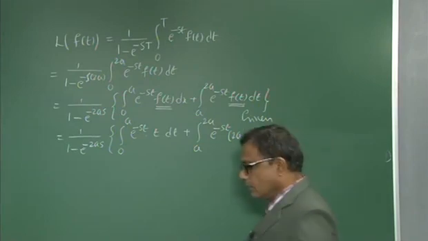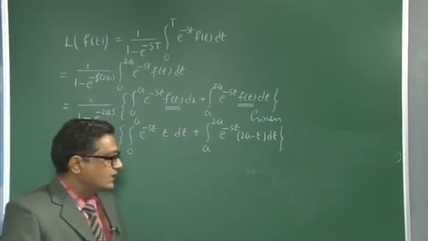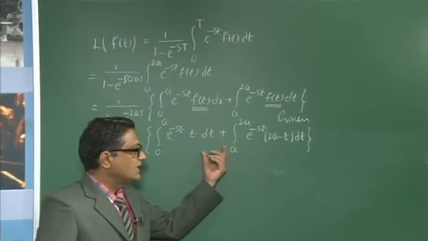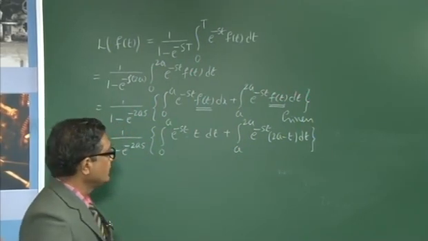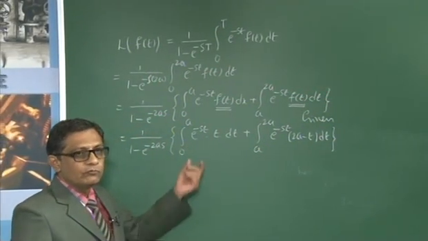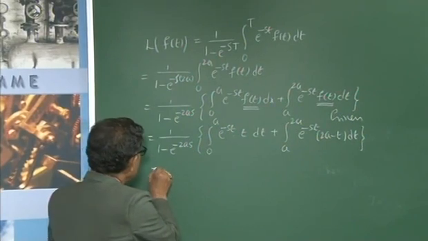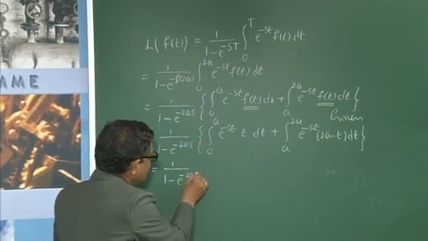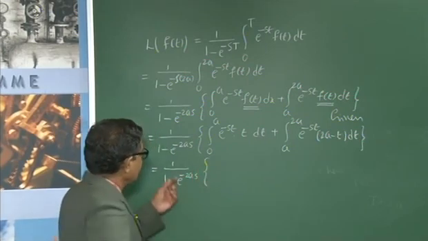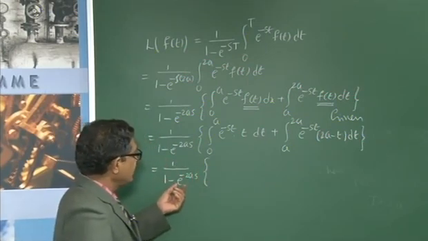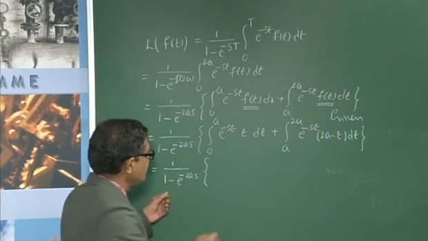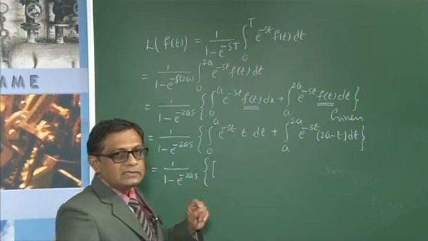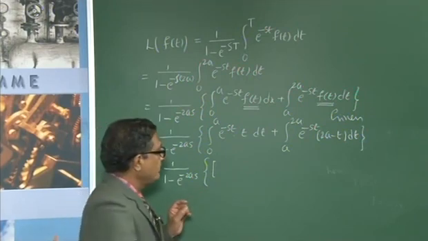Now you have to integrate with respect to t, first integral, first term and second term. Now it is the product of two functions, then use the generalized integration by parts. This is 1 divided by 1 minus e raised to minus 2as as it is. Now integrate with respect to t by generalized integration by parts.